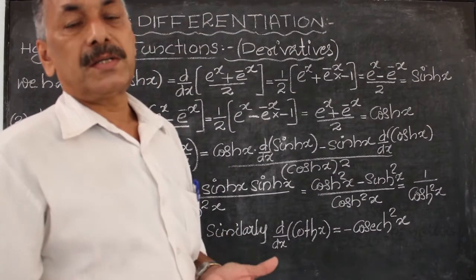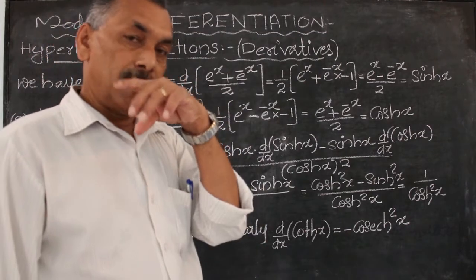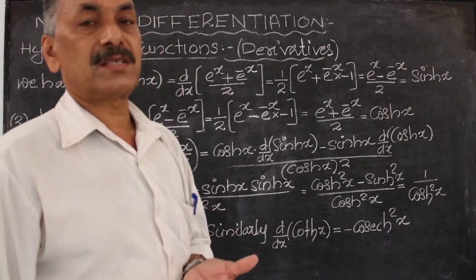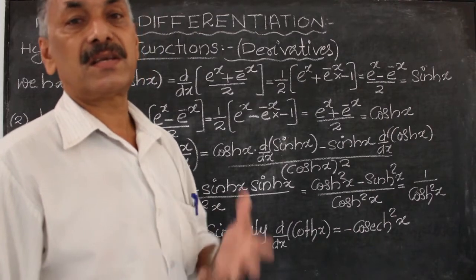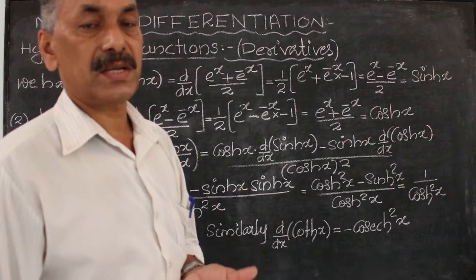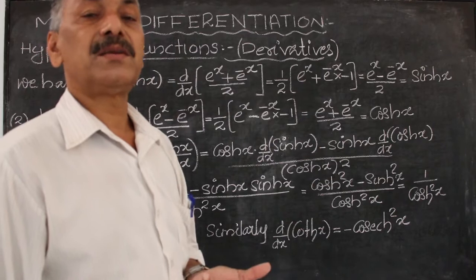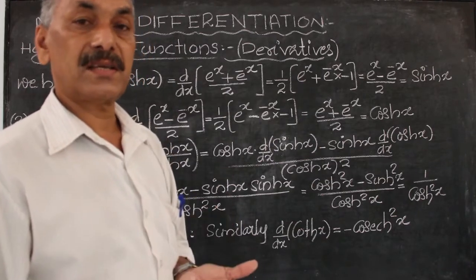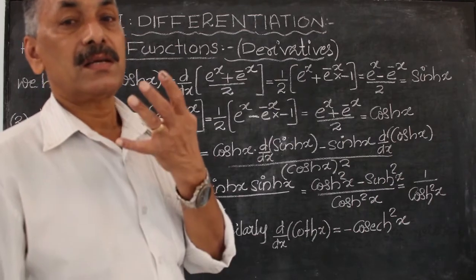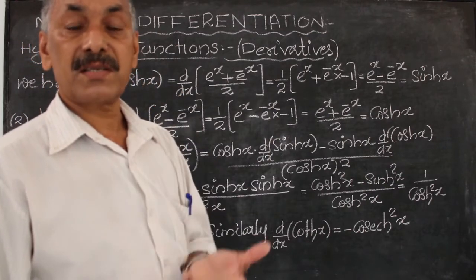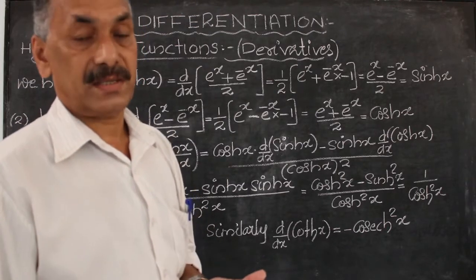Now we are going to discuss the derivatives of hyperbolic functions. We know the derivatives of trigonometric functions: derivative of sin x is cos x, derivative of cos x is minus sin x, derivative of tan x is secant square x, derivative of cosecant x is minus cosecant x cot x, derivative of secant x is secant x tan x, derivative of cot x is minus cosecant square x. Similarly, what are the derivatives of sinh x, cosh x, tanh x, sech x, cosech x and coth x?